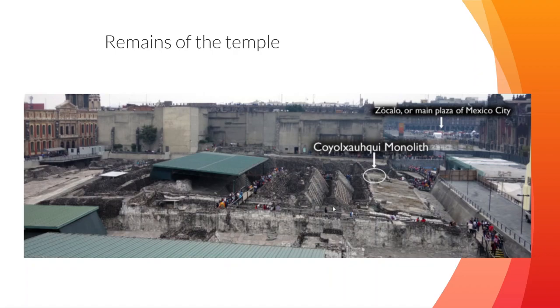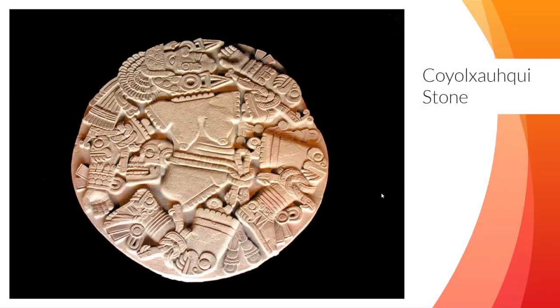You can kind of see those interior staircases, not the exterior as much, and where the Koyalkakshi stone would be placed. So not a ton left, but they still have this area sectioned out as a way to remember the Aztec Empire. Here's a look at that Koyalkakshi stone.